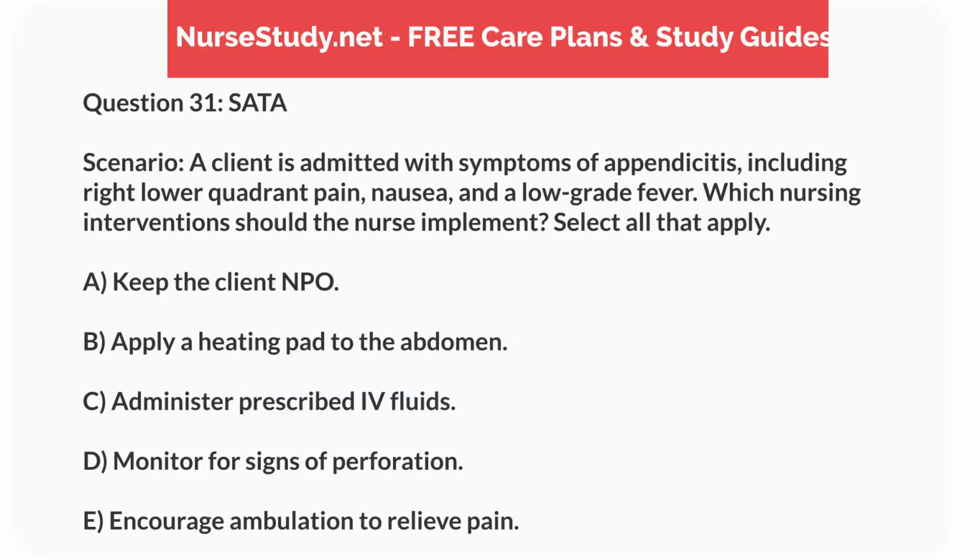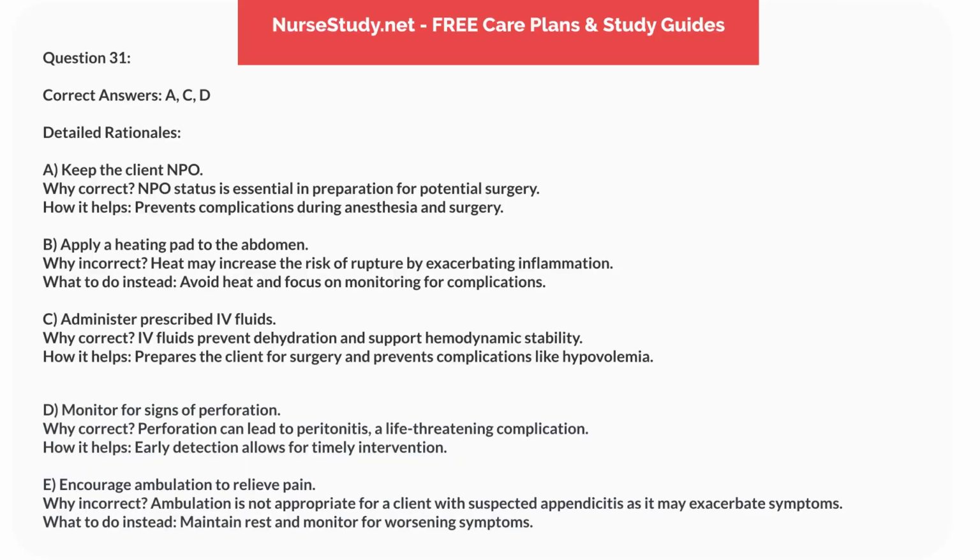Question 31, SATA. Scenario: a client is admitted with symptoms of appendicitis, including right lower quadrant pain, nausea, and a low-grade fever. Which nursing interventions should the nurse implement? Select all that apply. A. Keep the client NPO. B. Apply a heating pad to the abdomen. C. Administer prescribed IV fluids. D. Monitor for signs of perforation. E. Encourage ambulation to relieve pain. Correct answers: A, C, D.